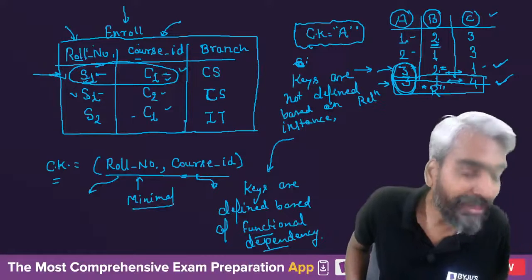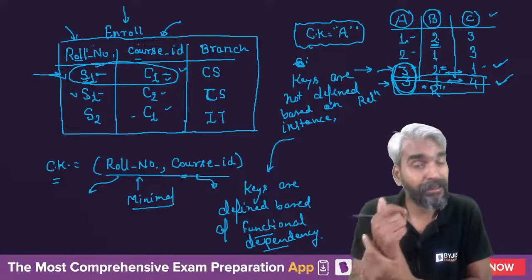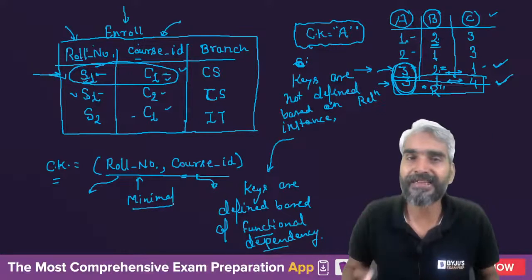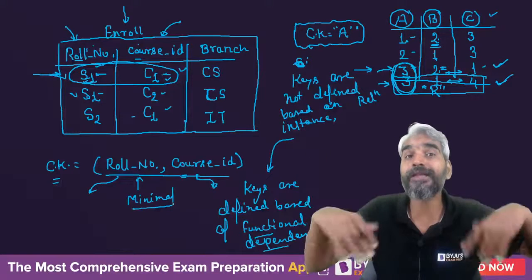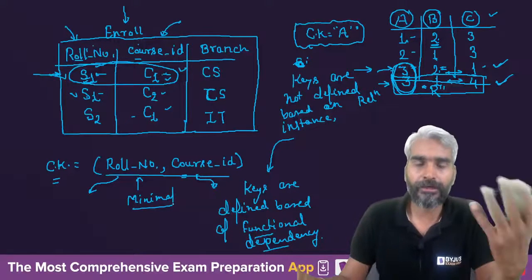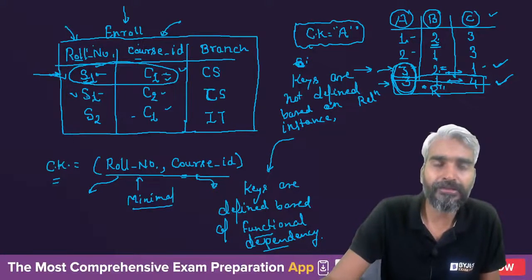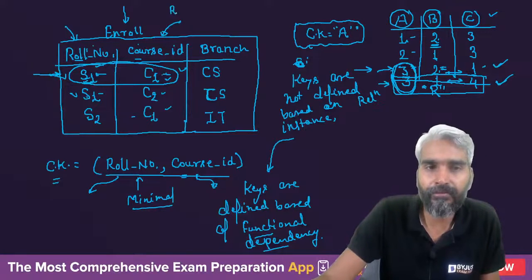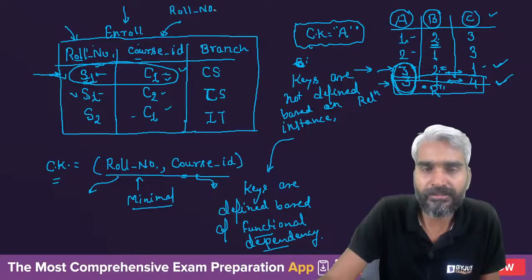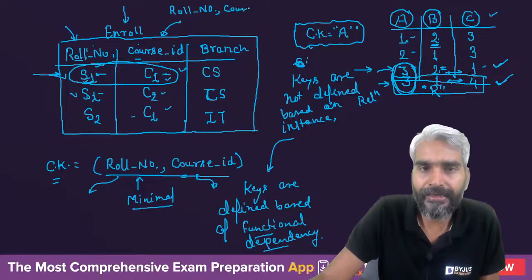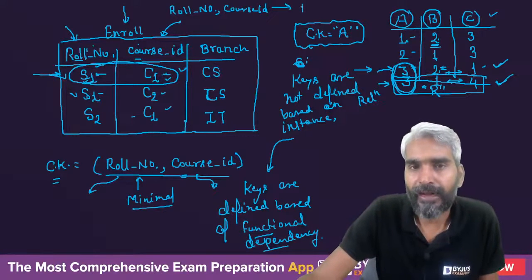No, FDs are not defined based on instances. FDs are not defined based on the instances. FDs are defined based on the knowledge of the database. You know that, okay, roll number and course ID. So you can eventually define, there will be an FD in the FD set with respect to this relation, in which we will say roll number and course ID can determine branch.